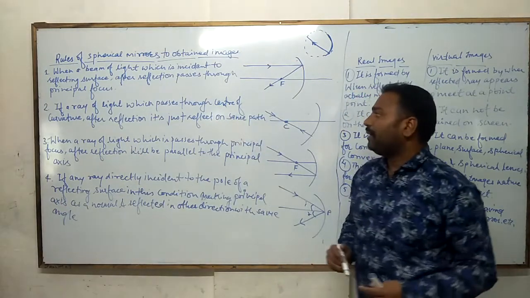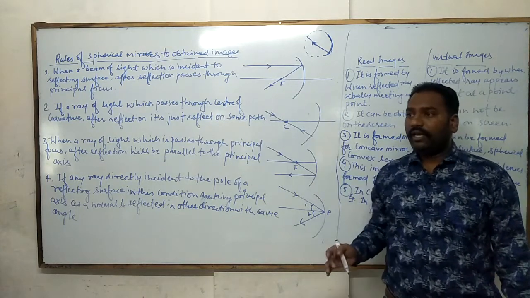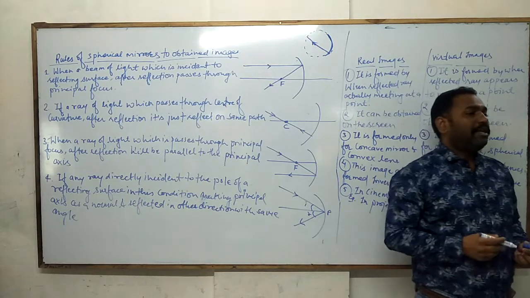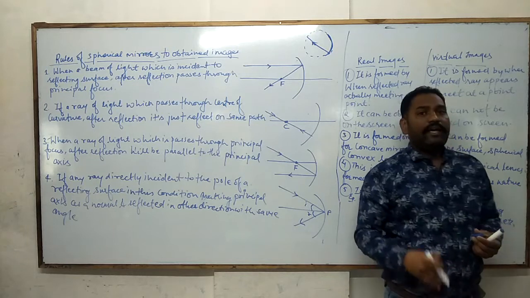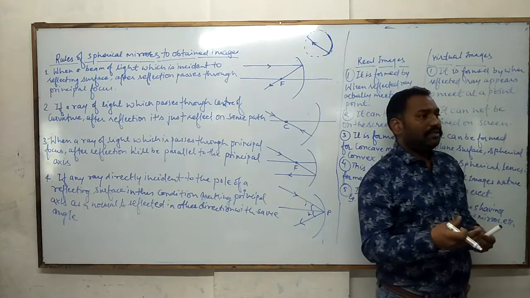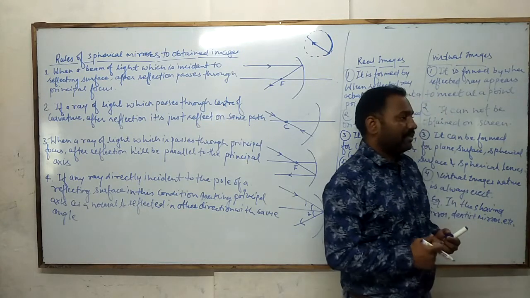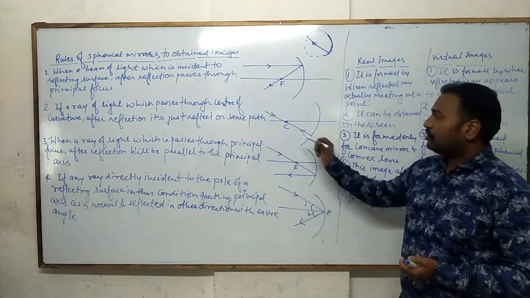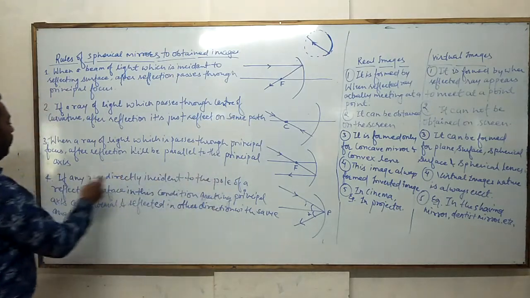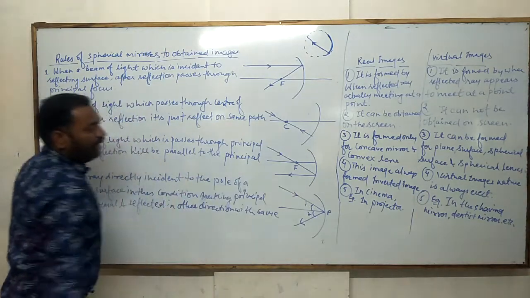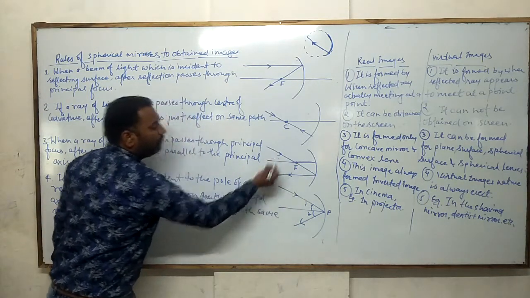When a ray of light passes through the principal focus, it is just the reversal of rule number one. Any light parallel to the principal axis, after reflection passes through the principal focus. And if any light is incident passing through the principal focus, then after reflection it will be parallel to the principal axis. So look here, this is the principal axis and this one is parallel to the principal axis.